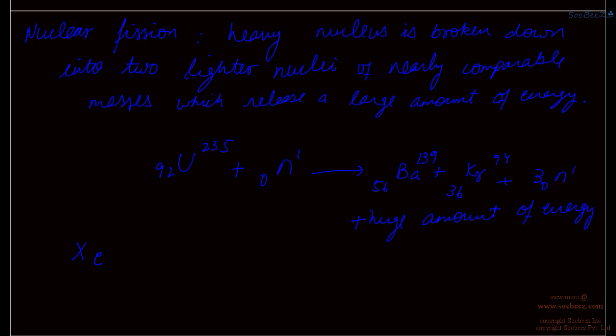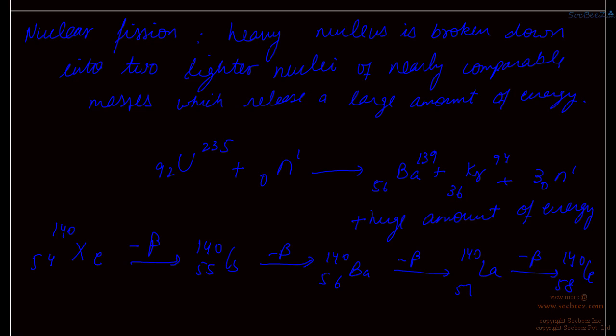Okay, so here xenon undergoes beta emission as cesium. Now cesium further undergoes beta emission as barium. Now it undergoes further beta emission as lanthanum. Now this further undergoes beta emission as cerium.